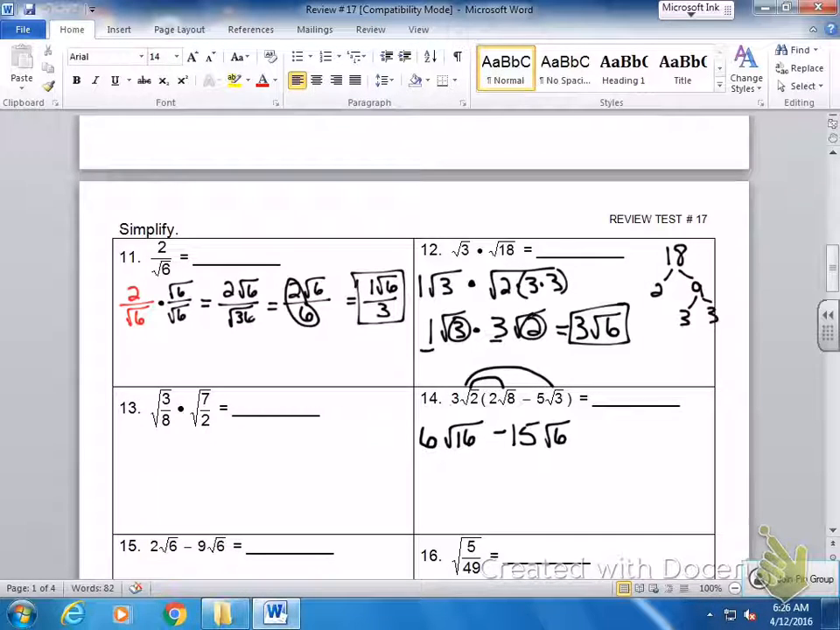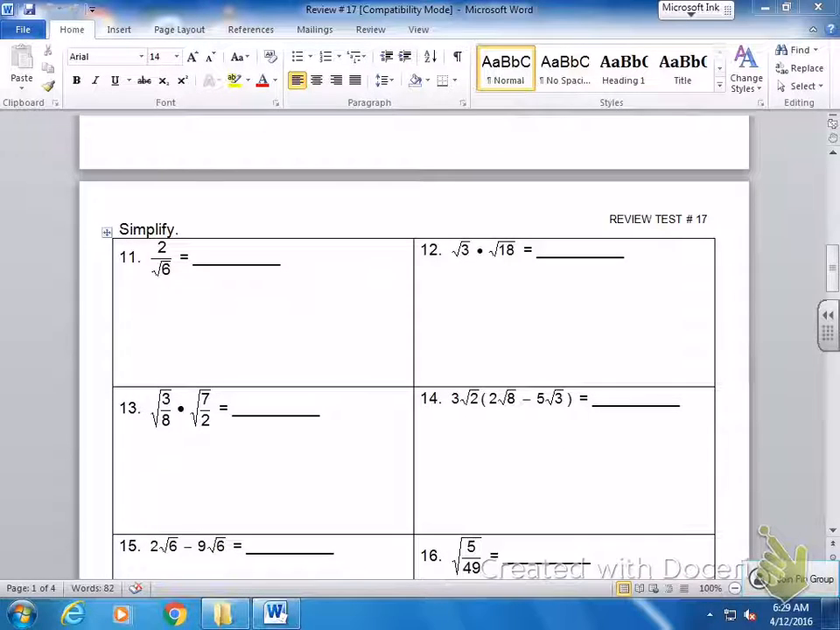Now, I cannot combine these as they sit because the square root of 16 and the square root of 6 don't work. But I know the square root of 16 is 4. So I can clean this up a little bit more. 6 times 4 is 24 minus 15 square roots of 6. So don't be worried if things don't combine, but check to see if there's any perfect squares, because if there are, it can make your life a lot easier. All right, guys, let's go down to number 16.